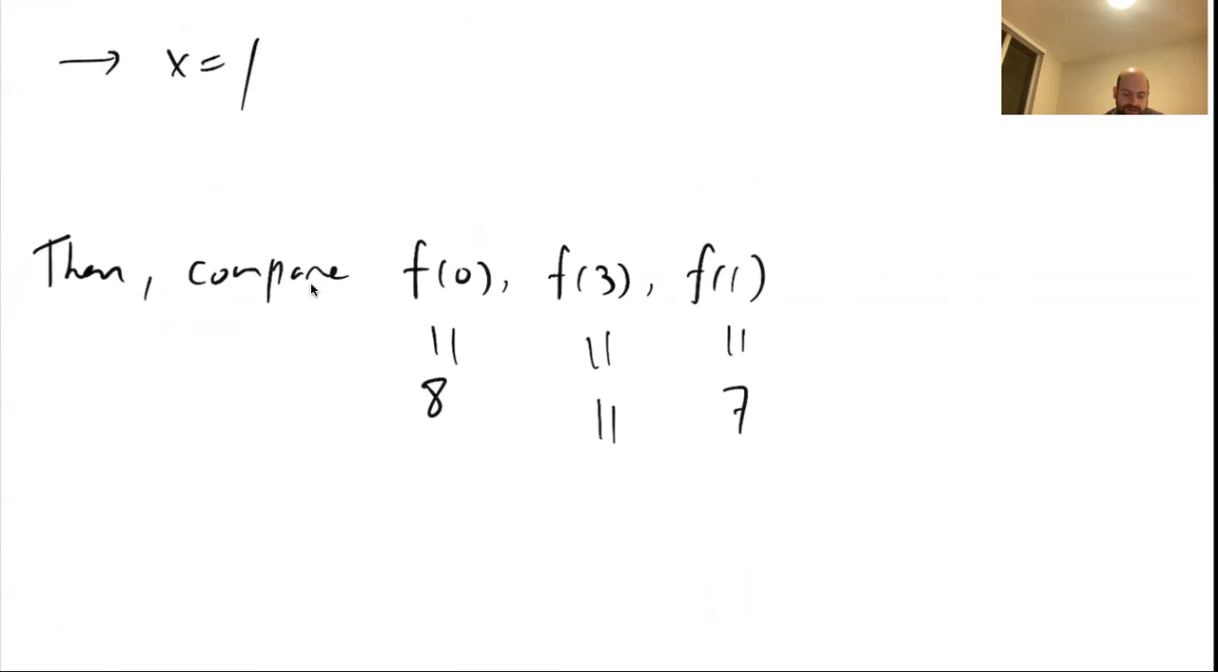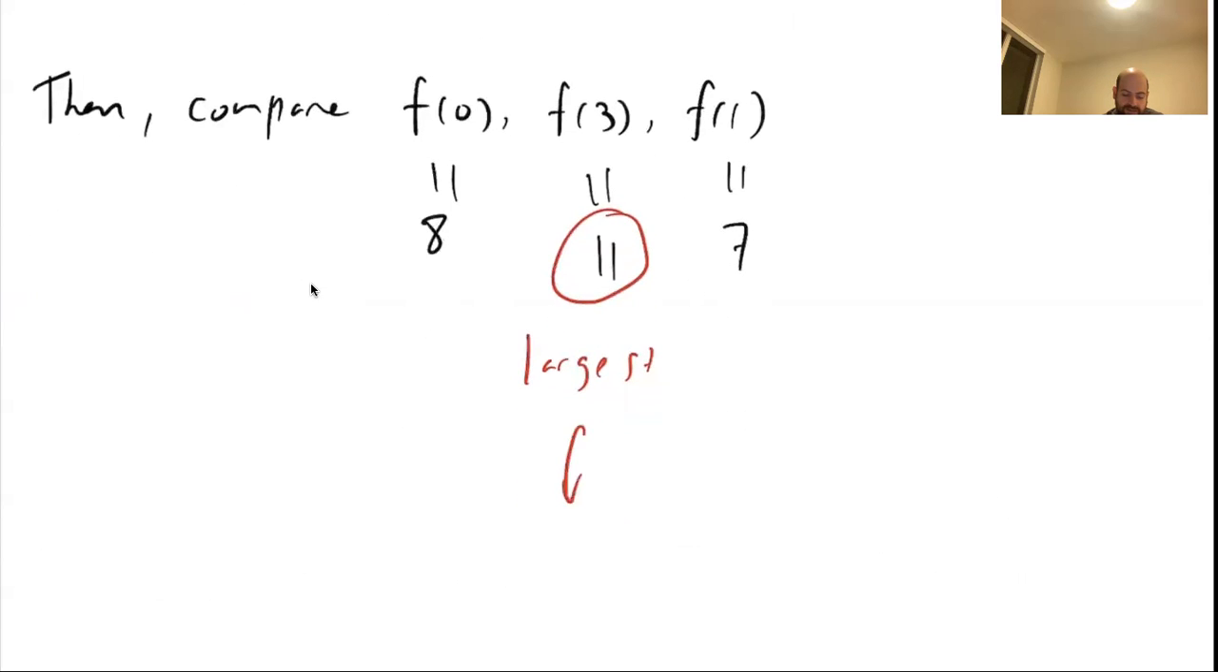Now, which one is the largest one? 11 is the largest one. That means absolute max is x equals 3, because absolute max and min are defined as the x values, not the y values. Y values are called absolute max value or absolute min value. If they ask for absolute max value, that's 11. Absolute max is x equals 3.